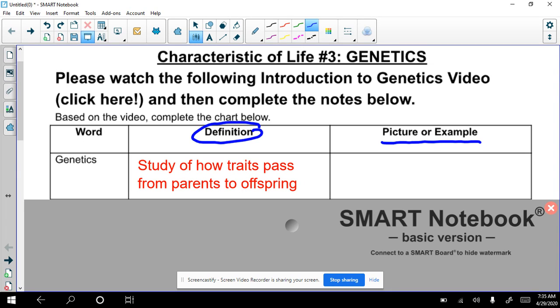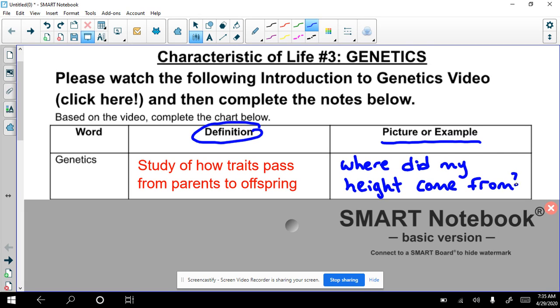Let's begin. Genetics. Genetics is the study of how traits pass down from parents to offspring. Usually, genetics studies a question. For example, one question could be, where did my height come from? So my dad is super tall. My dad is over 6 feet tall. My mom is fairly short. She's about 5'4", 5'5". So thinking about that, I'm a fairly short person. We have to figure out, where did that come from?